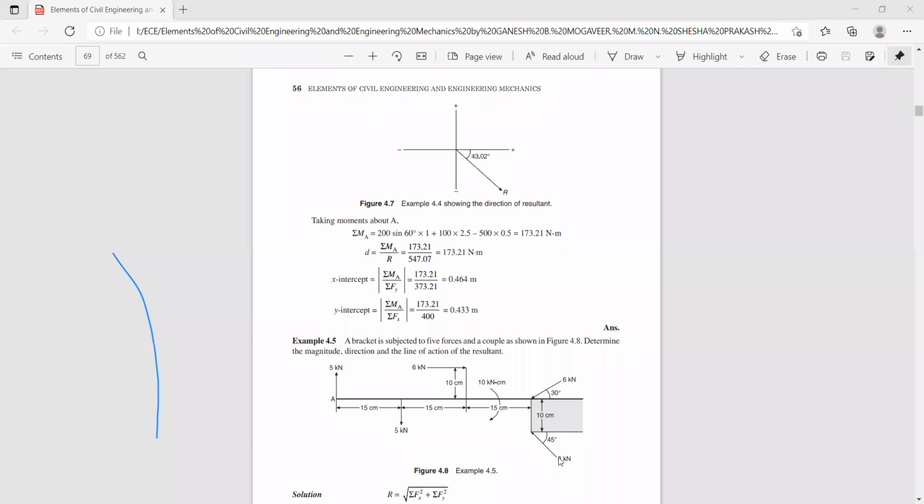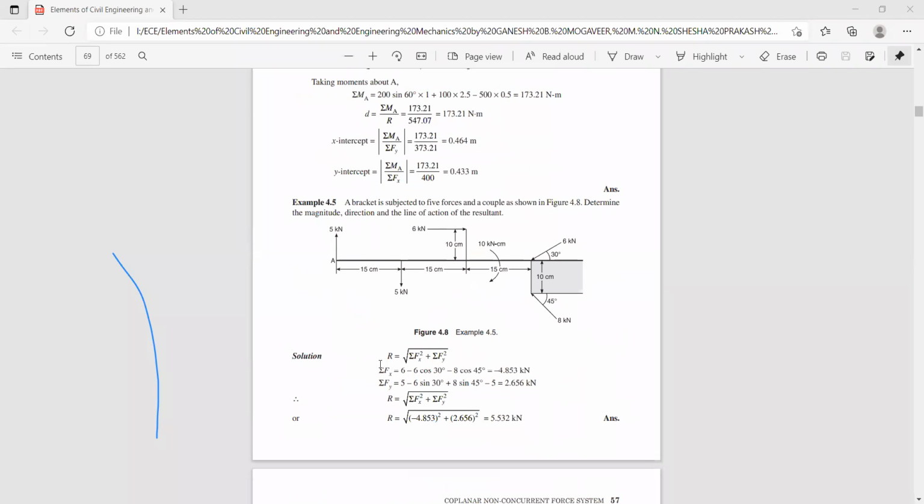Again, you have a force here, 8 kilonewton, and the angle is 45 degrees. This force is acting in the second quadrant, so the x component of the force is minus 8 cos 45. So sigma F of x is 6 minus 6 cos 30 minus 8 cos 45. Similarly, sigma F of y is plus 5 minus 5, and if you resolve the 6 kilonewton force, its vertical component is minus 6 sin 30 acting in the downward direction, and for the 8 kilonewton force, its vertical component is plus 8 sin 45.